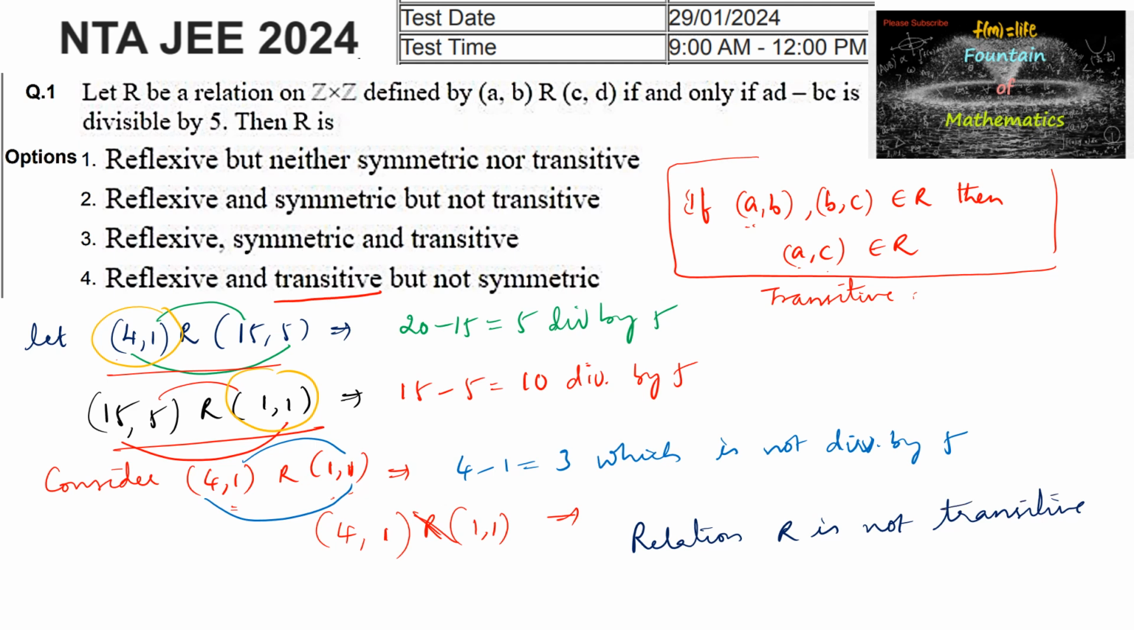So this relation is reflexive and symmetric but not transitive. So we can go with the option reflexive and symmetric but not transitive, the second option.